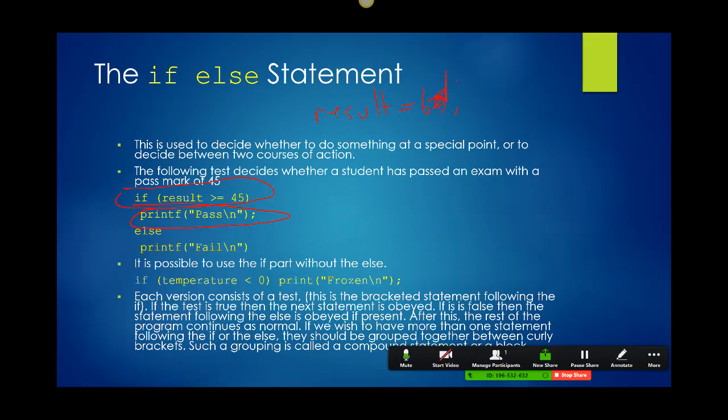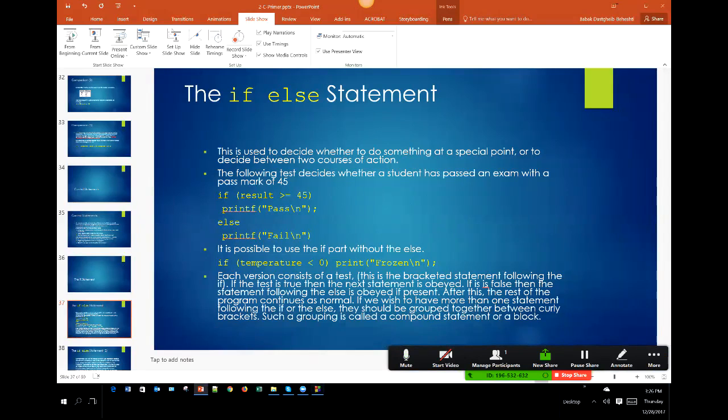If result was, I don't know, 23, 23 is not greater than or equal to 45, the expression would have evaluated to 0, and else would have been executed. Okay, since we're at it, let's very quickly run a program like that together.